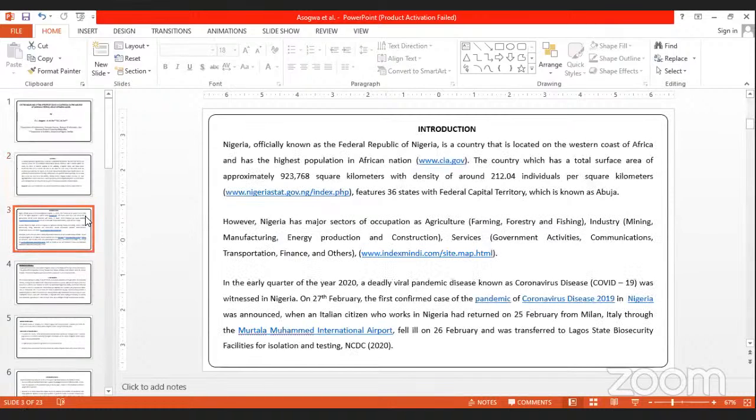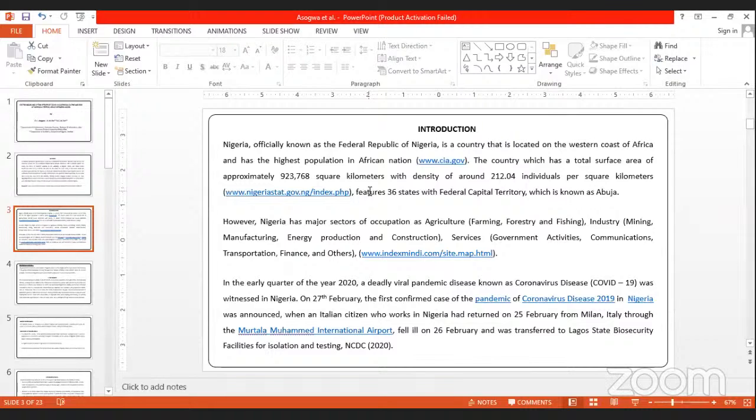Under the introduction, we briefly introduce Nigeria, being the highest population in Africa, with a certain total surface area and a density of about 212.04 individuals per square kilometer. And we know Nigeria has major sectors of occupation as agriculture, services, and industry.